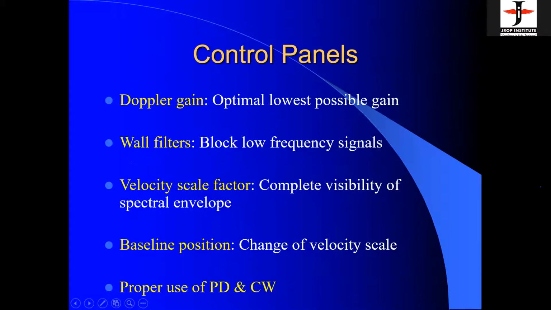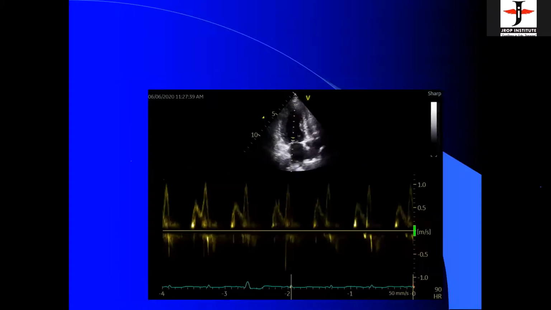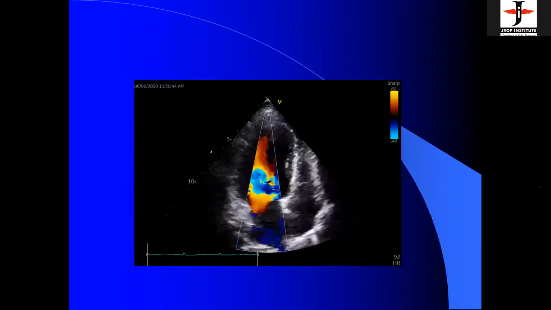Now, these things will be shown to you during the live demonstration, because you will not understand it otherwise, for example, Doppler gain, filter, velocity scale. I will not show them here because they will be dealt with separately.